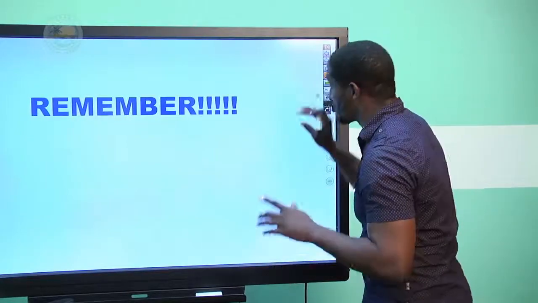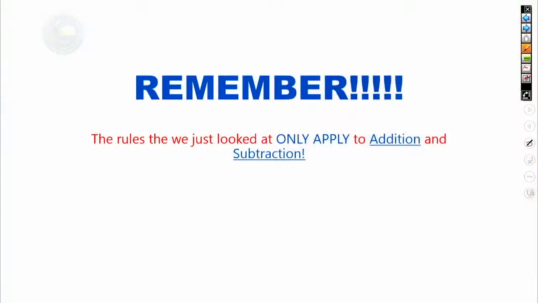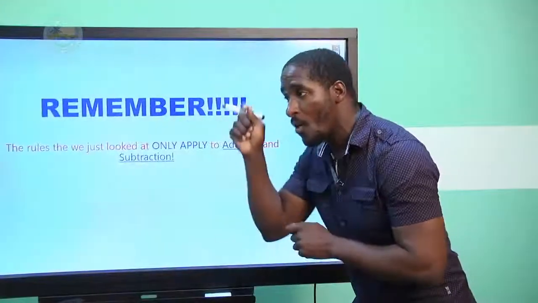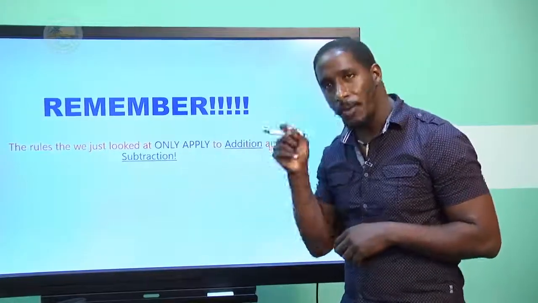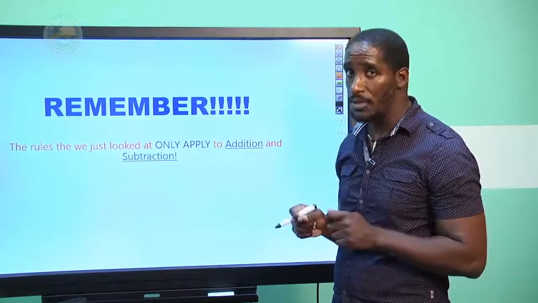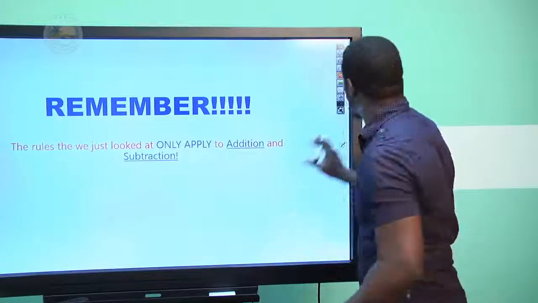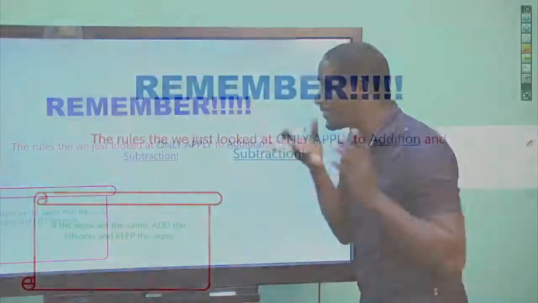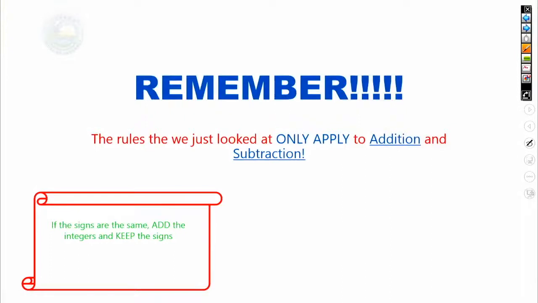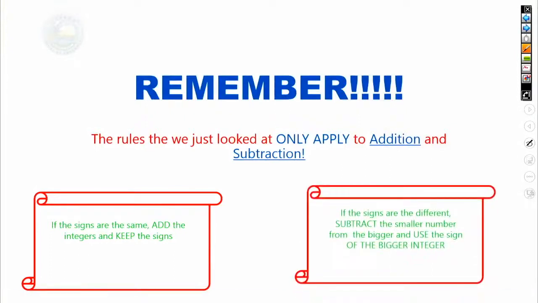Remember this. I want you to remember this. It's important that we remember this. These rules that we have done thus far only apply to the addition and subtraction of numbers. We are going to show you shortly the rules for multiplication and division of numbers or integers. What are the rules for the addition and subtraction of our integers? Recap the rules here. If the signs are the same, add the integers and keep the sign. If the signs are different, subtract the smaller integer or the smaller number from the bigger number and carry the sign of the bigger number.